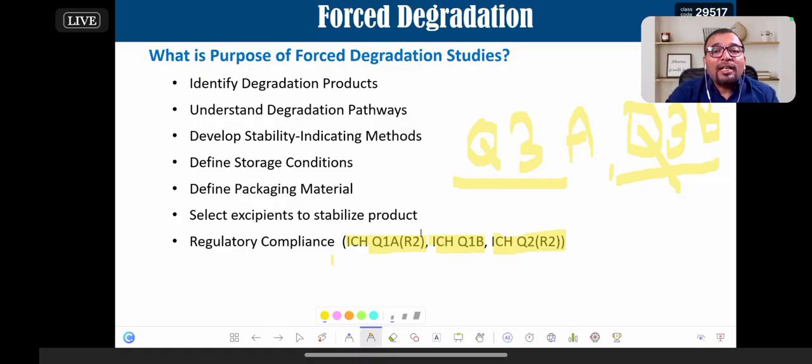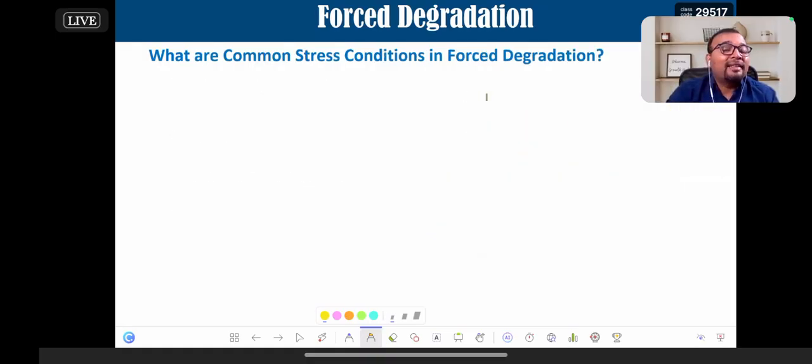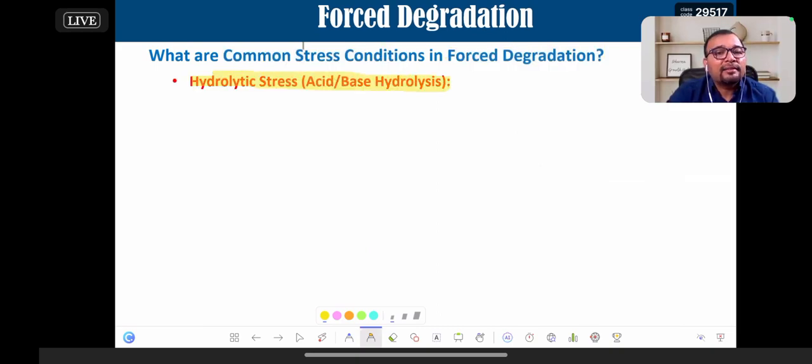So what are the common stress conditions one can think about post degradation studies? Common stress conditions. Generally, you must have heard about hydrolytic stress testing like acid and alkali hydrolysis. Have you heard about this, yes or no? Acid, base, photolysis, hydrolysis, oxidation, yes, many of them, right? So what is the requirement now?